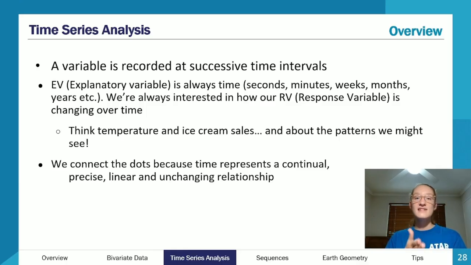We could map how temperature changes throughout the year, or we could map how ice cream sales change throughout a week, or throughout a day, or throughout a year. And then think about the patterns that we might see because of that. So again, making that really active link. We're always looking for those patterns and relationships. We're always looking for how can I draw meaning from this data?